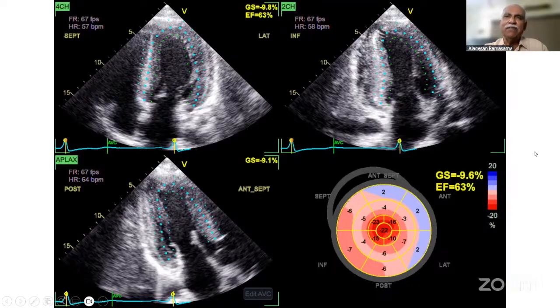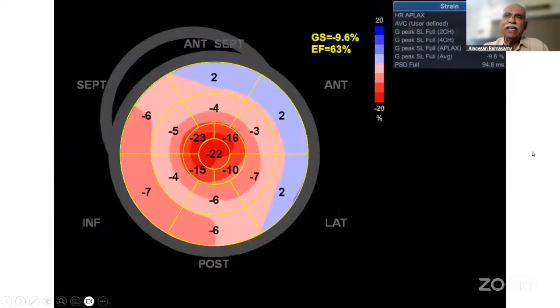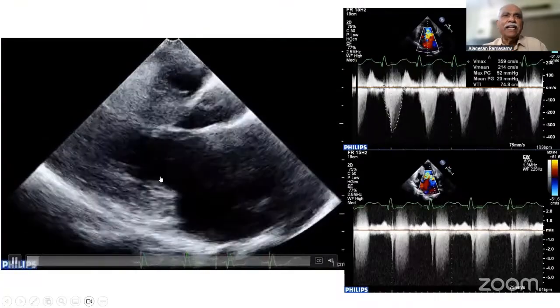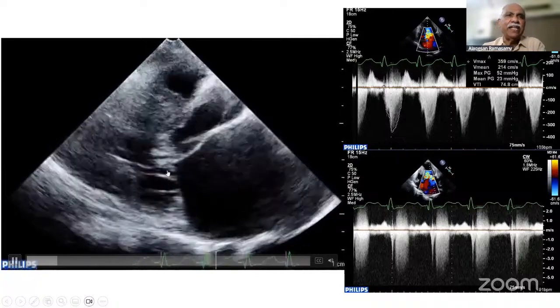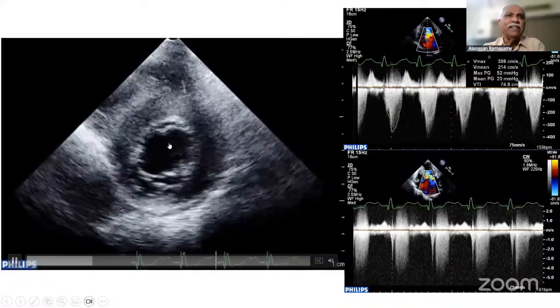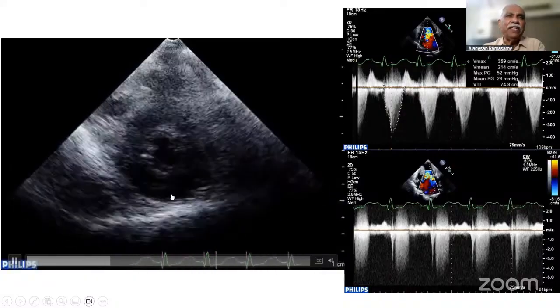This is typical of most of the hypertrophied heart. Even though the ejection fraction is normal, there is systolic dysfunction which can be picked up by the strain pattern. This is another patient with left ventricular outflow obstruction due to hypertrophic cardiomyopathy, and you can see the entire video here. This is a marked obstruction of the left ventricular outflow tract. You can see the entire left ventricle is hypertrophied.